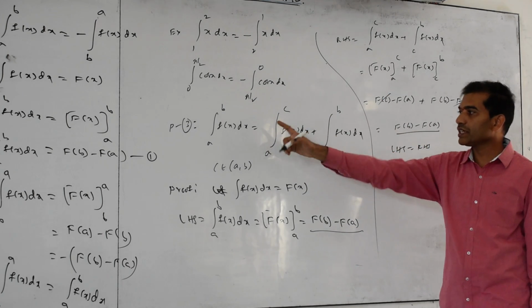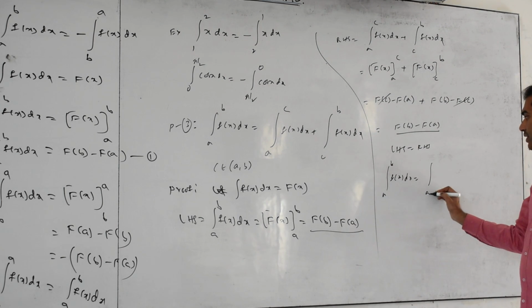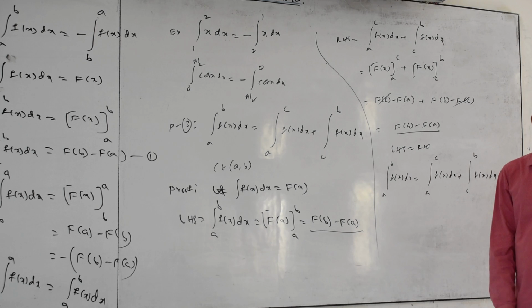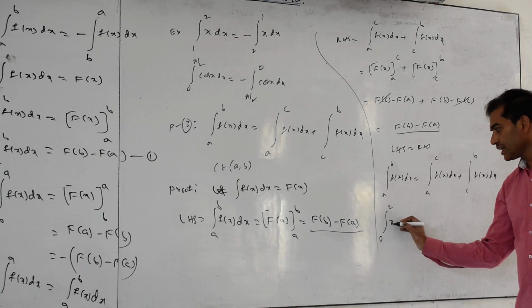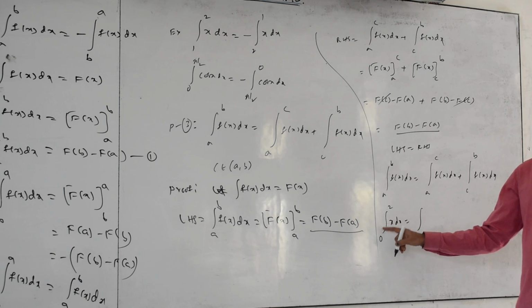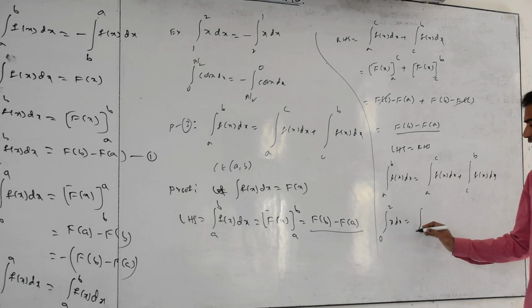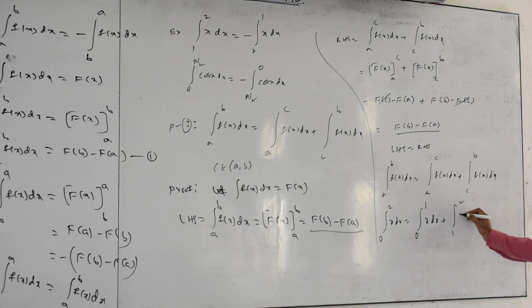Therefore, integration of a to b f of x dx equals integration of a to c f of x dx plus c to b f of x dx. C should be between a and b. For example, integration of 0 to 2 x dx. By using this property, we can write 1 is between 0 and 2. Does 1 belong to the interval 0 to 2 or not? In this interval 0 to 2, 1 is there. So we can split 0 to 1 x dx plus 1 to 2 x dx.